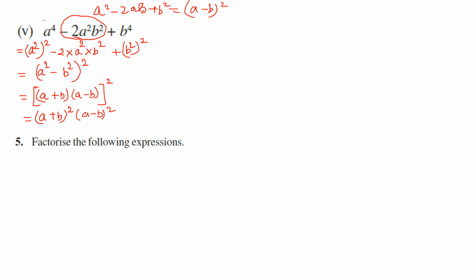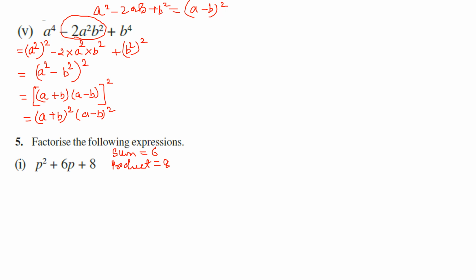Now question number 5, factorize the following expression, p square plus 6p plus 8. Now here if you can see, you can't factorize it using any of the identities because 8 is not a square of any number. P square you can write as p whole square, but 8 is not a square of any number. So you have to do the middle term splitting method, isn't it? So it means you have to find two numbers whose sum will be equal to 6 and product will be equal to 8. A plus b should be 6, a into b should be 8.